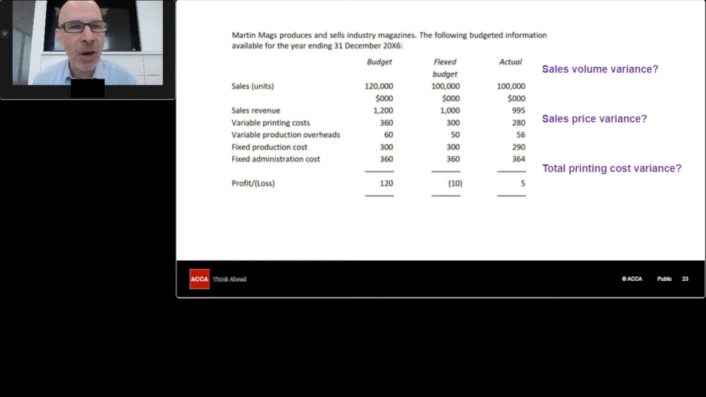Now, printing cost there is a variable cost. That's a hint, okay? It is a variable cost. You guys have 30 seconds to do that. The clock is running. You're going to put your answers into the group chat.